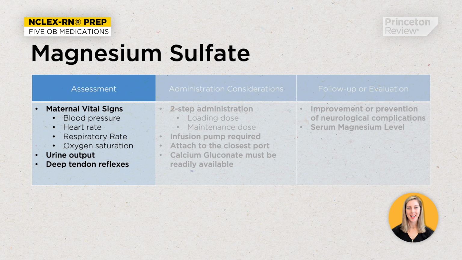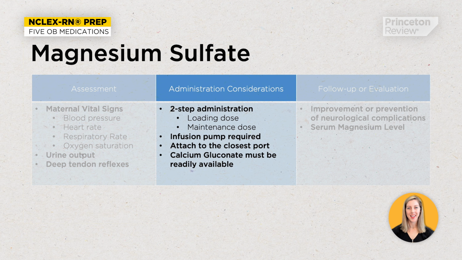The nurse will also monitor urine output closely. Magnesium sulfate is excreted through the urine, so a low urine output leaves the client at risk for developing magnesium toxicity. Urine output should be at least 30 milliliters per hour. Another important assessment is deep tendon reflexes. Because magnesium sulfate is a CNS depressant, excess serum magnesium will cause a decrease in deep tendon reflexes.